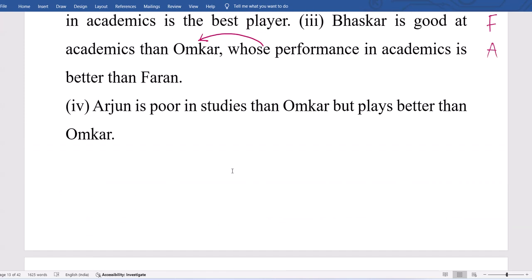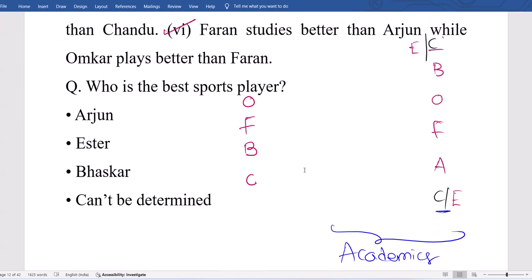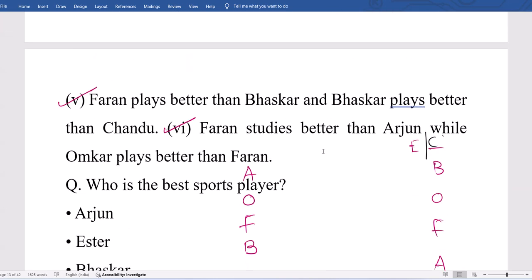I think some data we missed somewhere. Yeah, this statement is related to Omkar or Arjun. It's related to Arjun. Arjun is better than Omkar. So Arjun better than Omkar. Now one slot above or below is required. One slot.